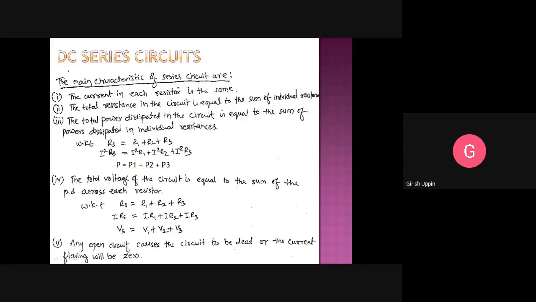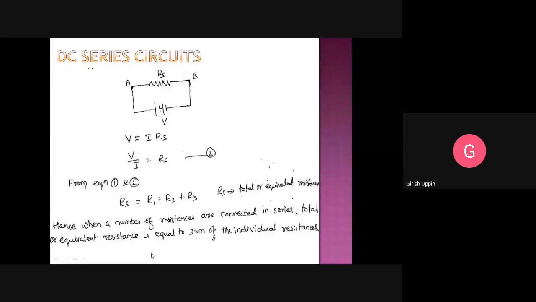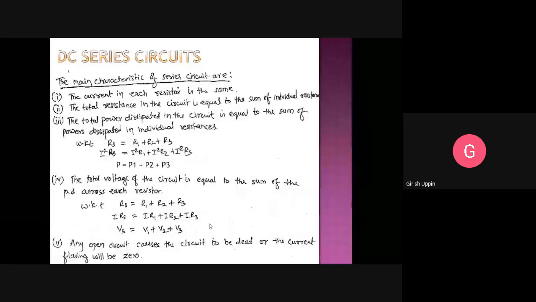And an open circuit causes the circuit to be dead, or the current flowing will be zero. Suppose this is a series combination, if there is any open circuit, meaning the connection is open anywhere, then the current will become zero. There will not be any current. The circuit is said to be a dead circuit.